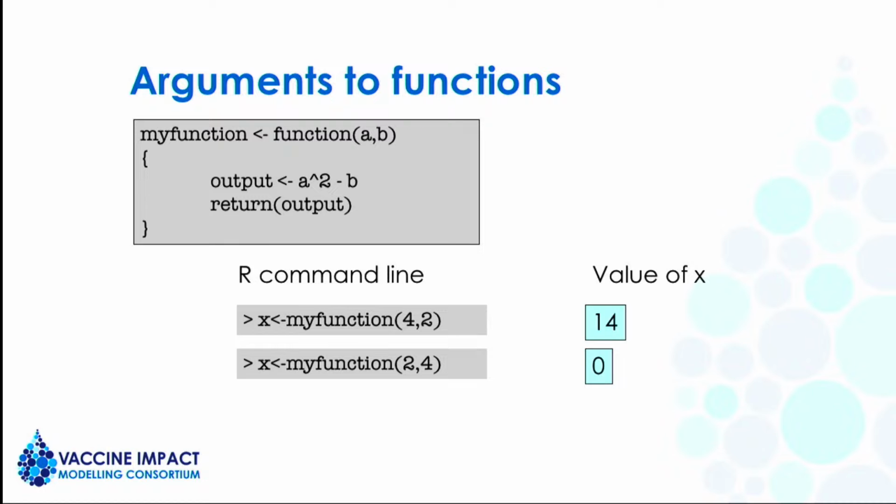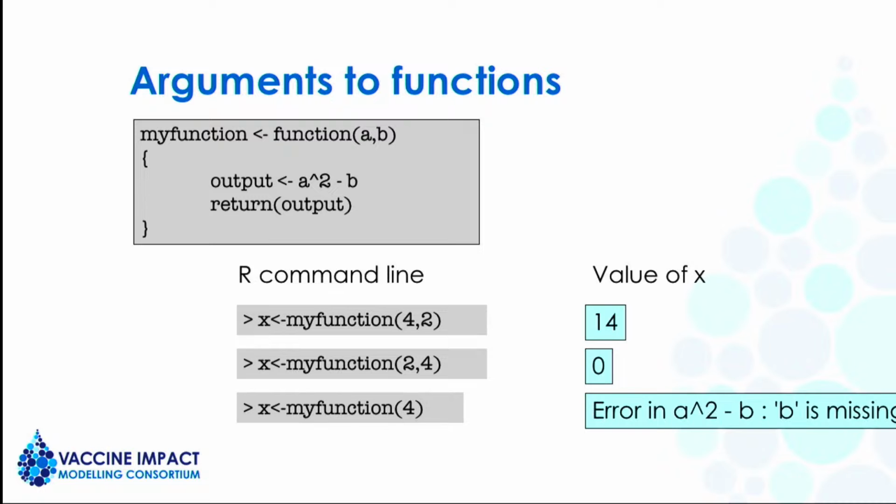If we reverse the arguments and put 2 and 4, okay? So it's the same values going in, but R uses the order to assign the values to A and B. So in this case, we get 0. If we just pass one argument, R gets upset. So we get an explicit error that B is missing, okay? Because it tried to use B and it couldn't find it. It didn't have a value of B to do the calculation, okay?